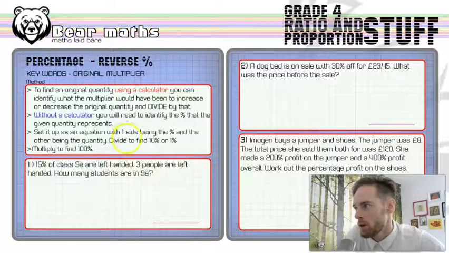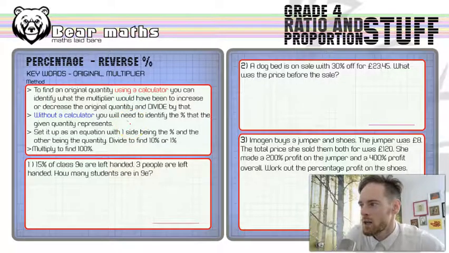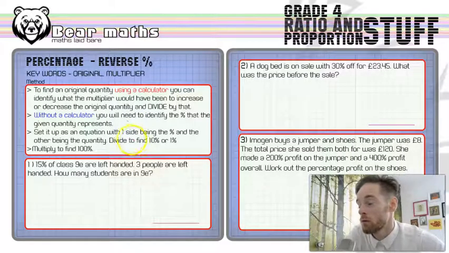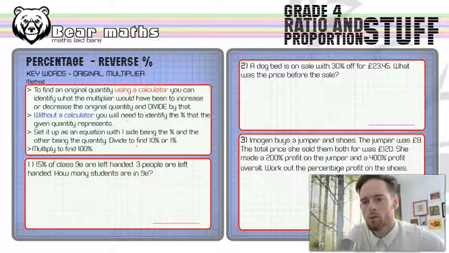Without a calculator, you will need to identify the percent that the given quantity represents. Set it up as an equation with one side being the percent and the other side being the quantity. And then we divide to find 10% or 1%, and then we can multiply each side by the same thing to work out what the 100% value is.